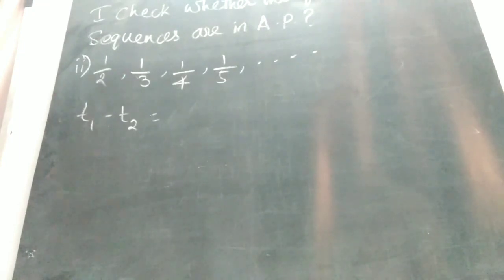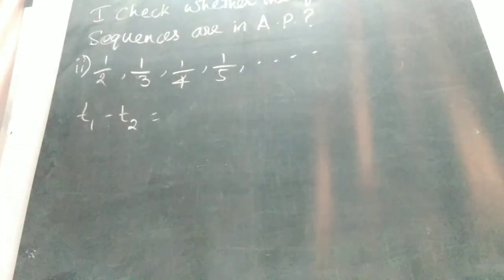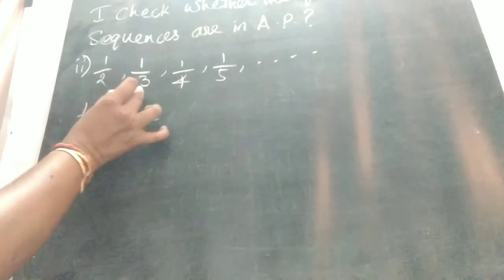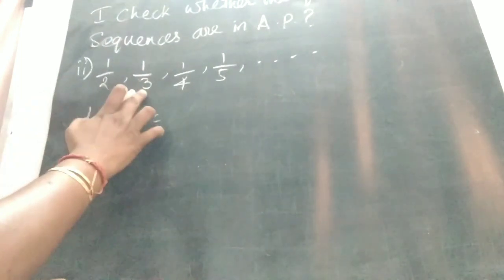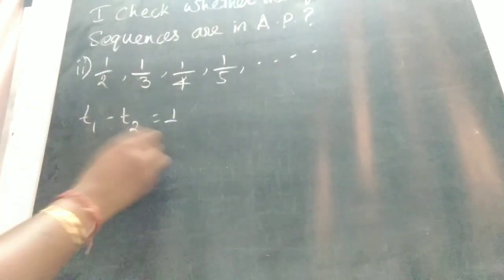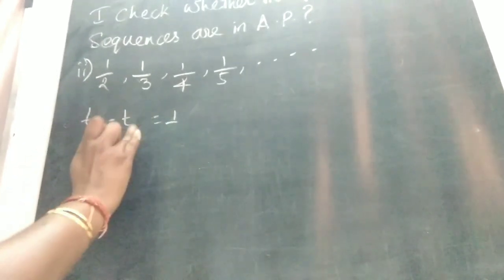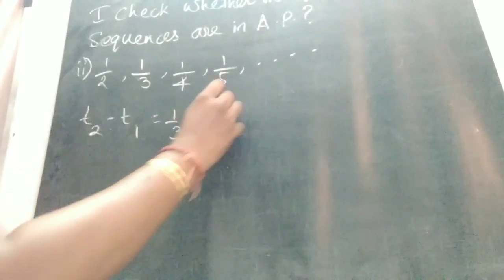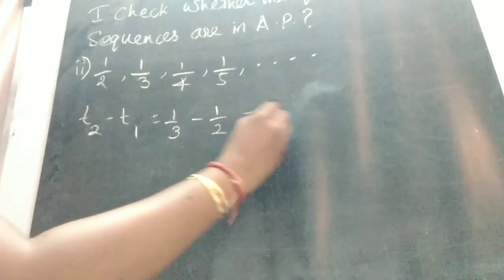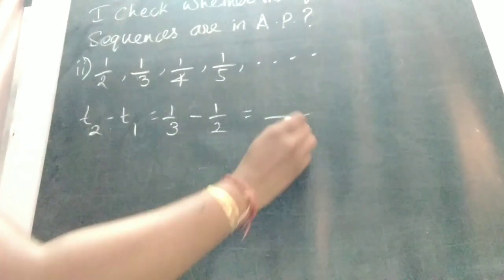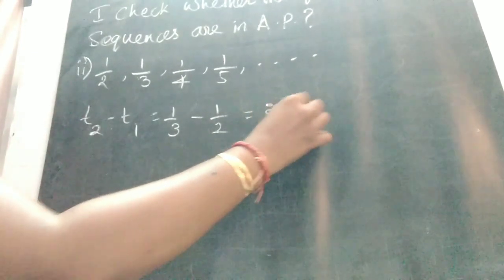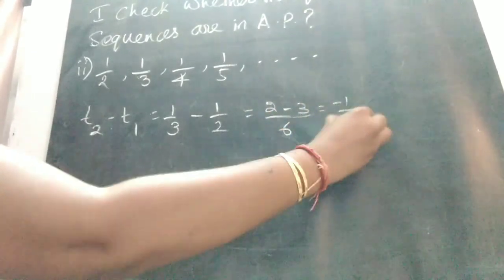Now see your next question. 1 by 2, 1 by 3, 1 by 4, 1 by 5, does it form an AP or not? So what is the condition? If the difference between the terms is the same, we can say the sequence forms an AP. Now what is your T2? 1 by 3. T2 minus T1: 1 by 3 minus 1 by 2. Take the LCM, 3 into 2, that is 6 is your LCM. Subtract: 2 minus 3, which is minus 1 by 6.